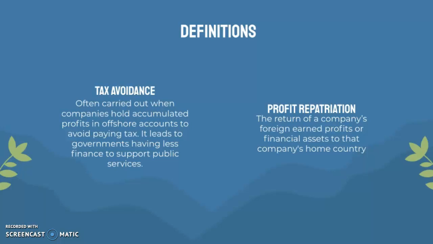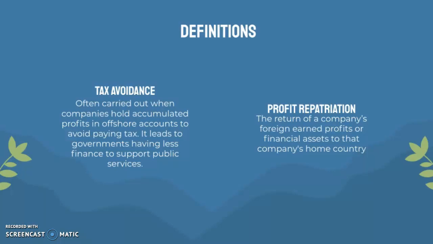So, tax avoidance is often carried out when companies hold accumulated profits in offshore accounts to avoid paying tax. It leads to governments having less finance to support public services. Profit repatriation is the return of a company's foreign-earned profits or financial assets to that company's home country.